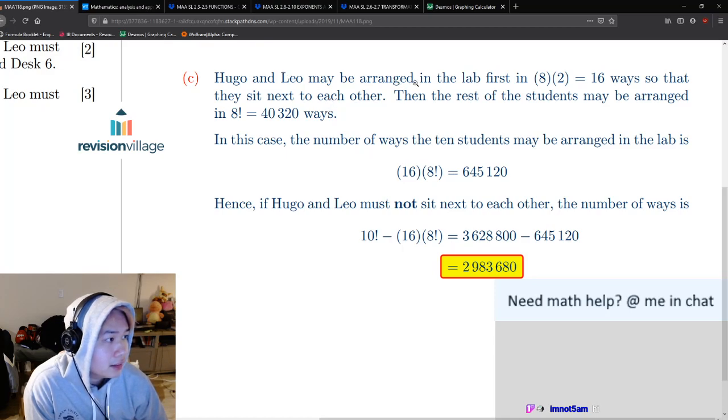Okay. There are 8 times 2. There's 16 ways that they can sit next to each other. Then the rest of the students need to be arranged 8 factorial ways. So then you multiply those together, and then you do this. Okay. How do they get 8 times 2?